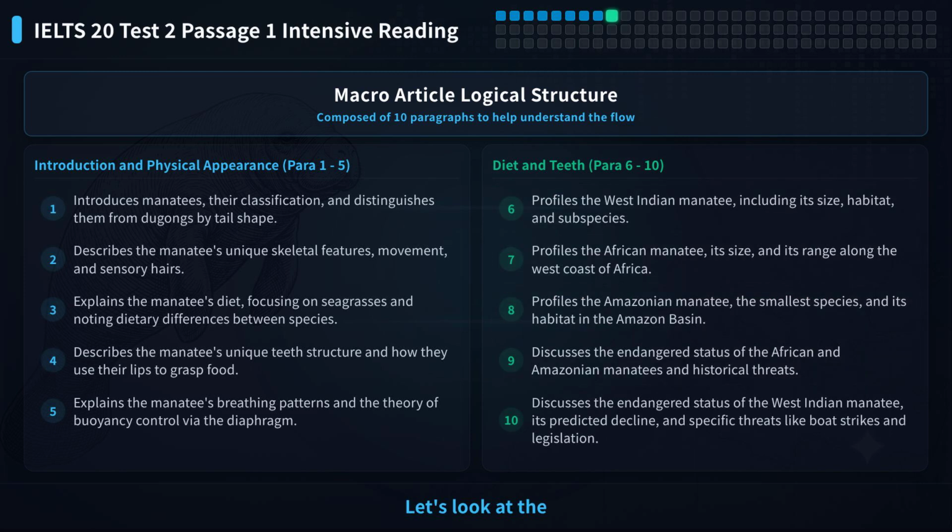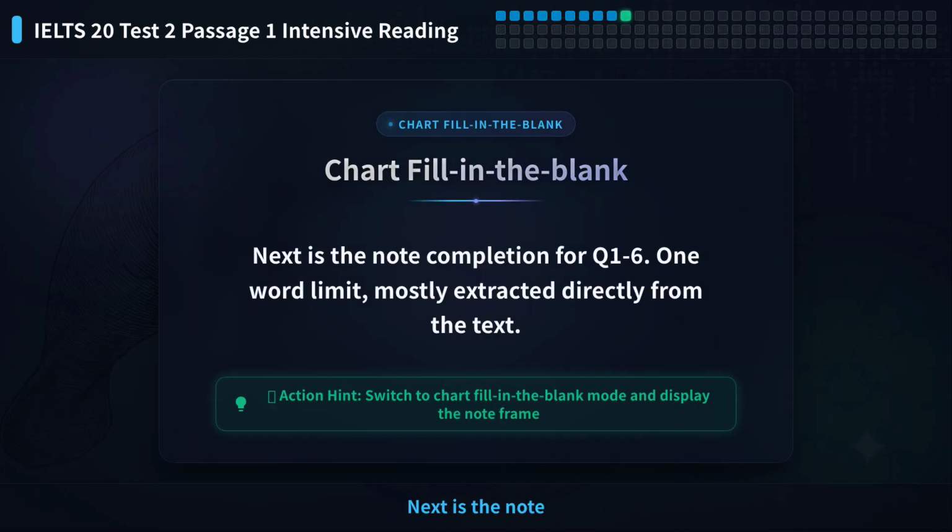Let's look at the question distribution. Note completion questions 1 to 6 are mainly in passage 1 to 5. True or false questions 7 to 13 are mainly in passage 6 to 10. Next is the note completion for Q1-6. One-word limit, mostly extracted directly from the text.